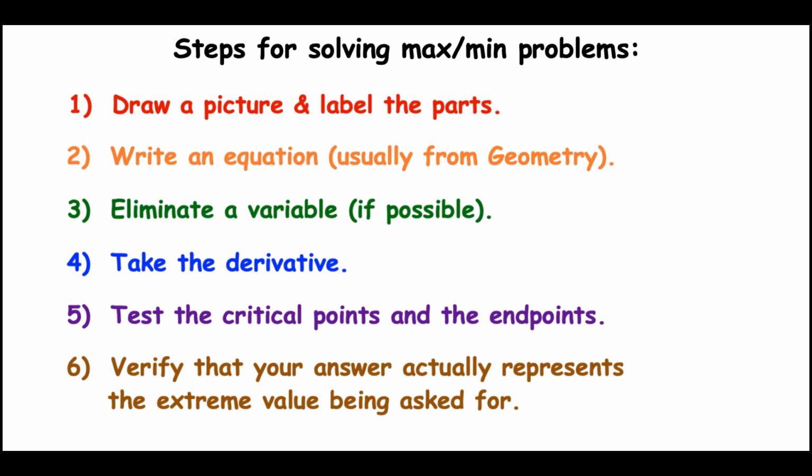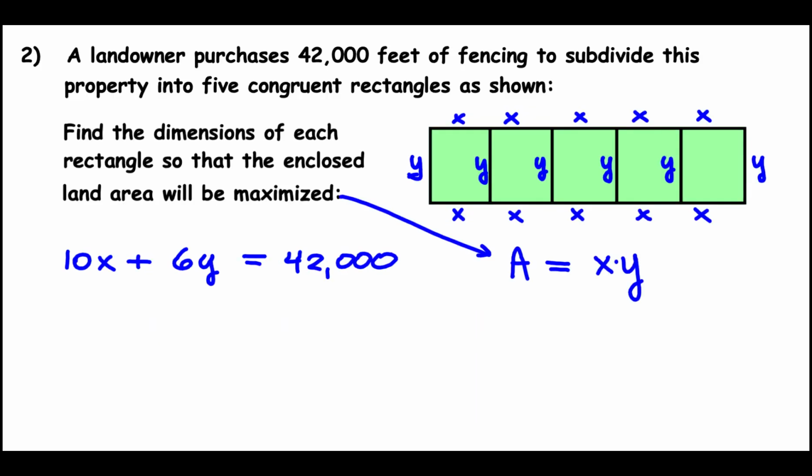Again, let's see how we're doing so far. We'll go back to the step-by-step. Draw a picture, label the parts. That's done. Write an equation from geometry. I've written 2 of them. I used more or less a perimeter type equation for fencing, and then I used the area of a rectangle, length times width. All right, eliminate a variable if possible. That's where we are right now. We're doing that before we take the derivative because that's the easy way to go.